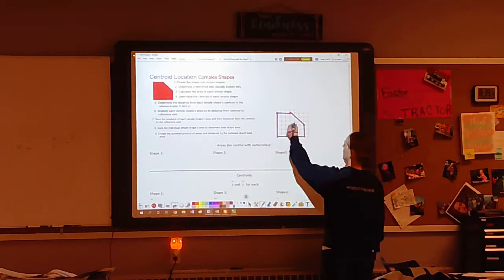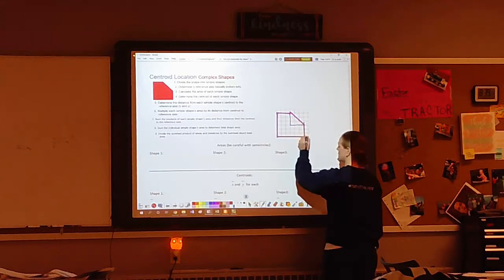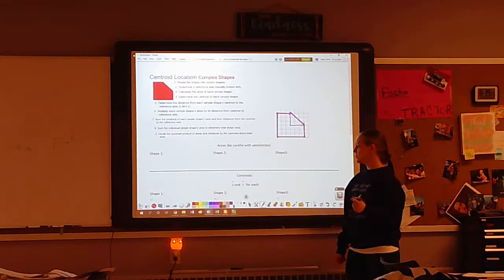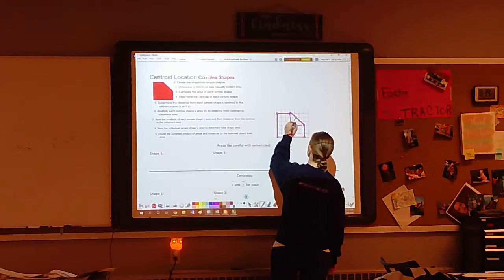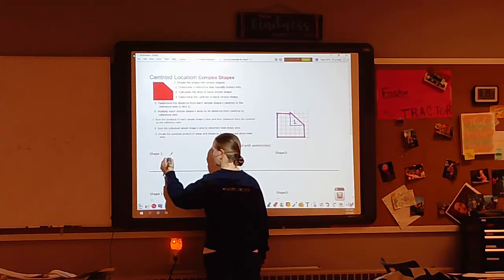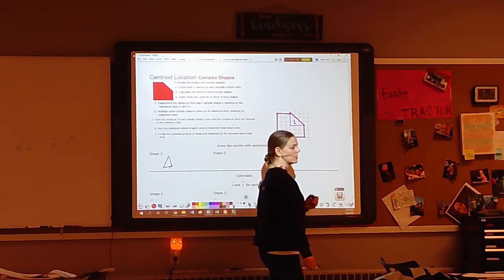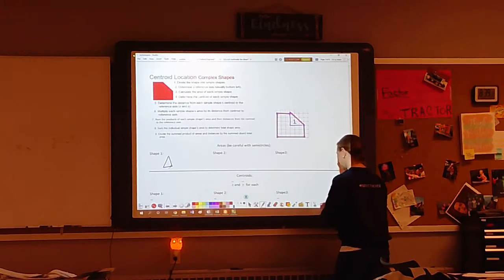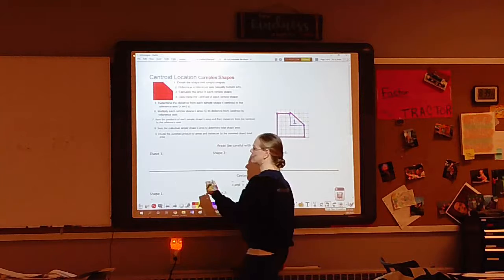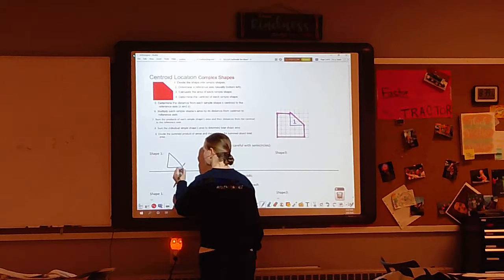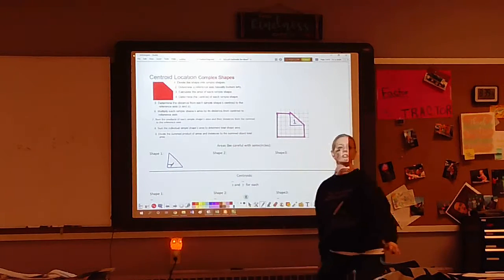Yes, I see a triangle here. So let's call that shape 1. That's the first one she found. Triangle. What other shape? Actually, I'm going to make the triangle the way that we see it up there so there's no confusion for those of us who are not here today. What's another shape you guys see?